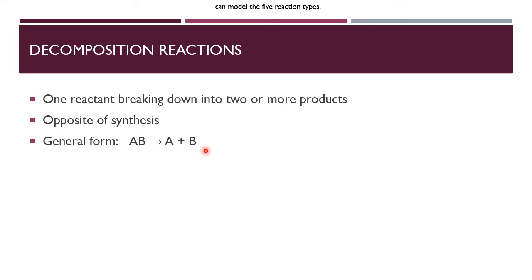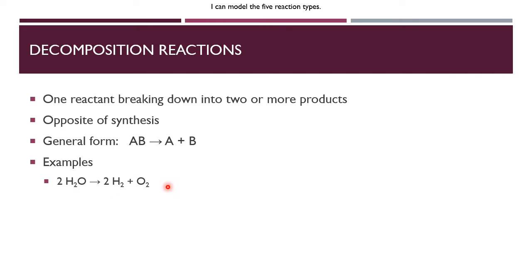splits into two or more products. Now, in this particular generic equation, we're just showing the two products, but we could get more than that. So here are some examples. We said it was the opposite of synthesis. Notice this example is the exact opposite of the first example from the synthesis slide, where water is breaking down into hydrogen and oxygen.